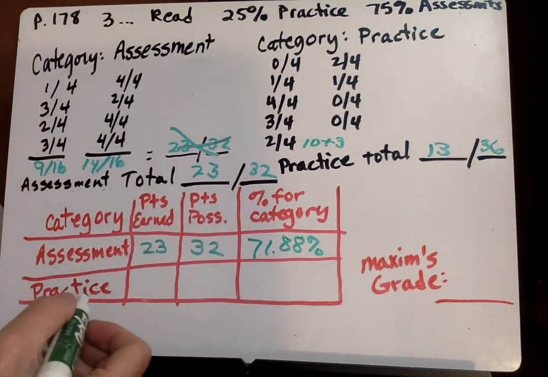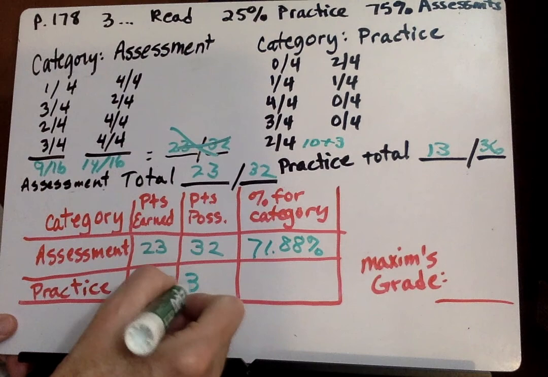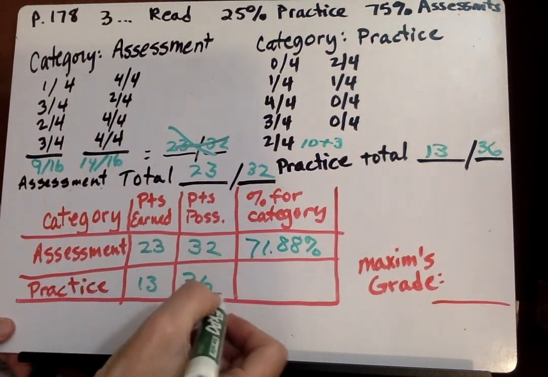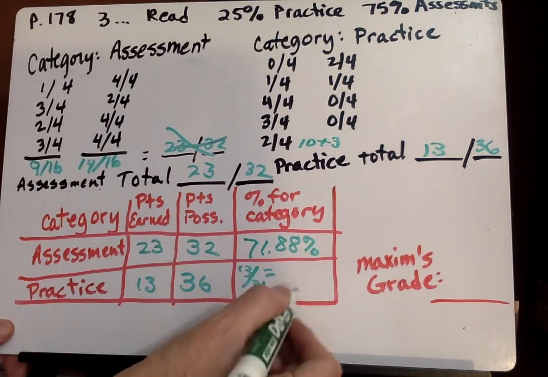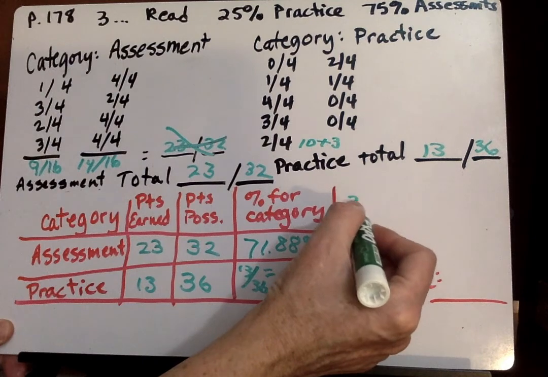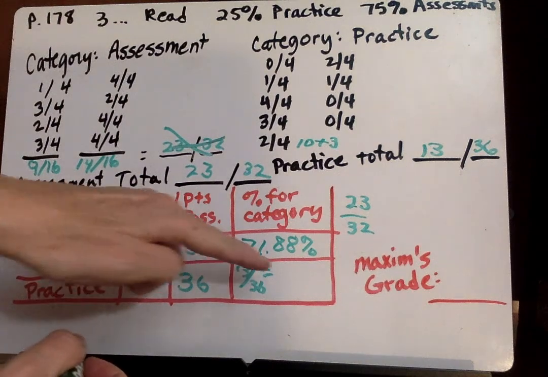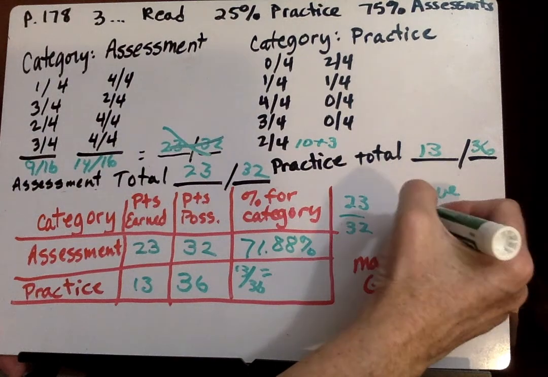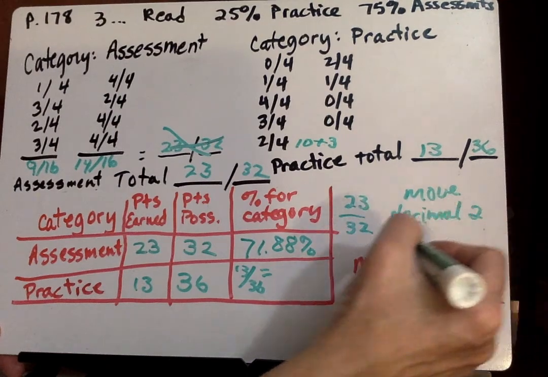Okay, our practice, we have 13 out of 36. And again, we have to divide. I should show that somewhere here. So let's just put 13 out of 36 equals, and then I'll put the percent. And again, over here, you guys make sure you put on your paper 23 out of 32, so you know that's what we did to get our percent. And then make sure you move the decimal over 2 places to the right.